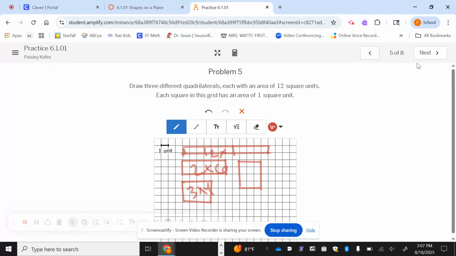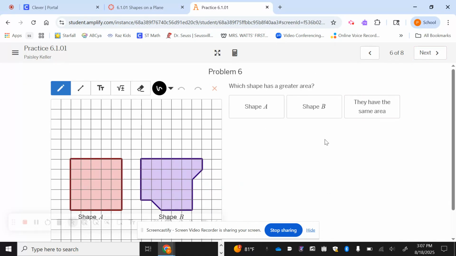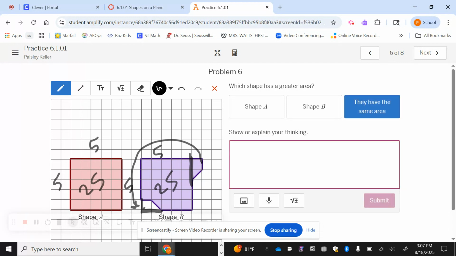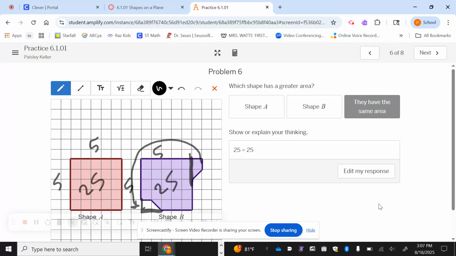And so then I go to the next. The last problem, problem 6, which one has the greater shape? Well, the first is a red square that's 5 by 5. 5 by 5 would be 25 there. And now this is a little tricky because I'm going to cut this little shape off of one side, and I'm going to move it around to the other side. And I end up with a 5 by 5, which is 25. So they have the same exact area, and I would explain something along the lines of how I did it. But 25 definitely equals 25, and I hit submit.